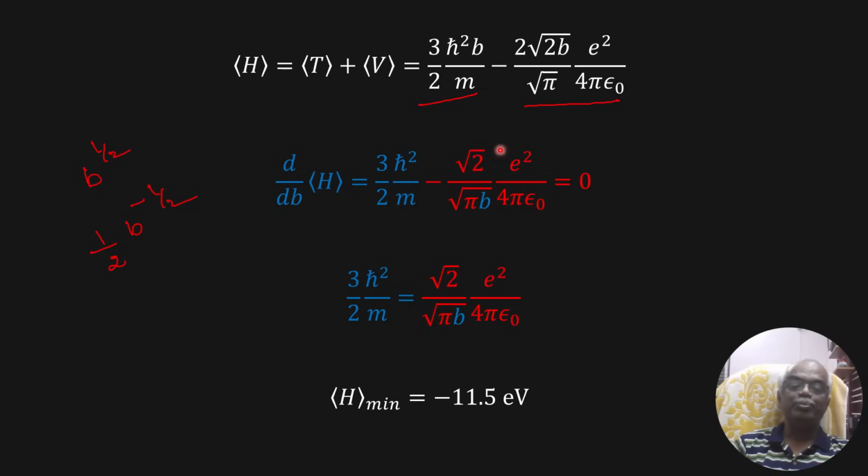That means you bring this negative term to the other side, then you will get 3 by 2 h cross squared over m is this one. Here all other things are constant except p. So from this you can calculate p and you substitute this value of p here. Then you will get the minimum expectation value of energy equal to minus 11.5 electron volt, which is exactly matching the lowest energy of the hydrogen atom. Thank you very much for watching my video and supporting me continuously.